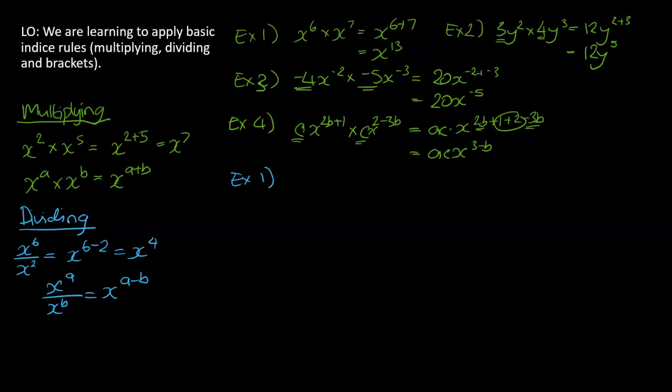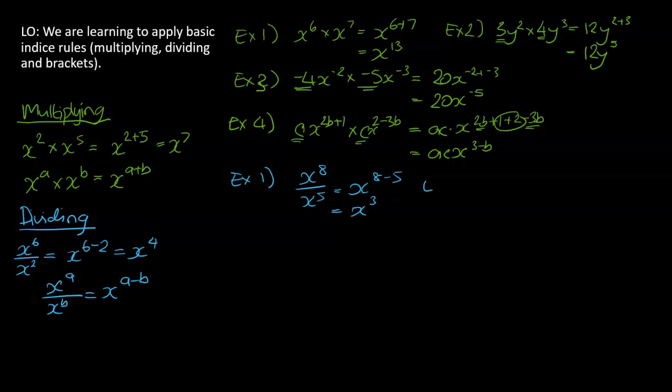So the first one I want to have a look at is x to the power of 8 divided by x to the power of 5. Same thing as we just did, simple. We're going to go top power minus bottom power, which is going to get us x to the power of 3. So hopefully nothing controversial about that.